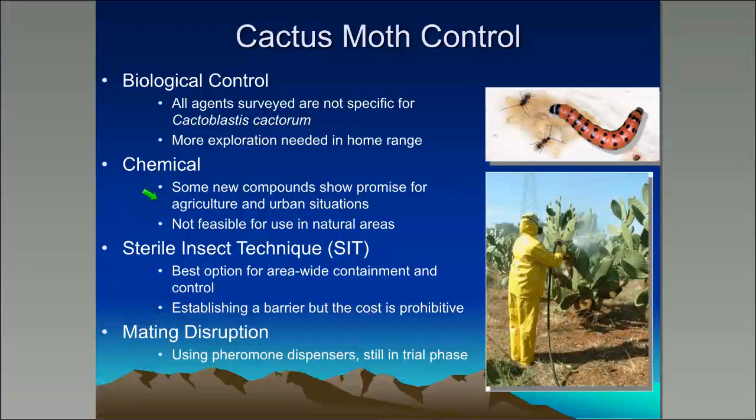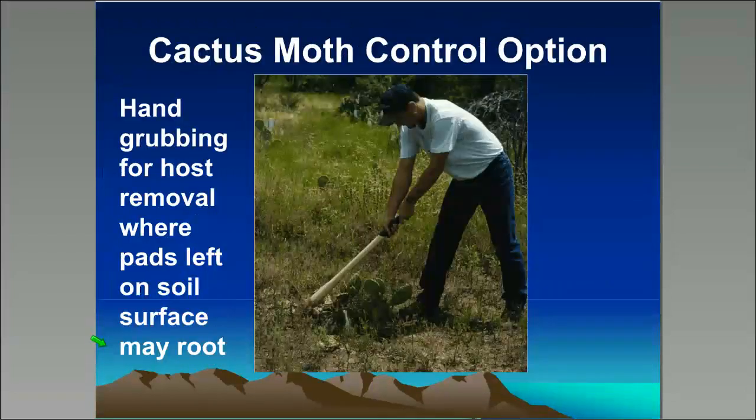If you see in the bottom right picture, spraying the prickly pear with a chemical to kill the larvae inside the pad has not been effective, even though there are some options still being looked at. The sterile insect technique has been looked at, but to repeat what we did previously in the 1950s and 60s, it's going to be very expensive. And at this time, the work shows on an island in the Gulf that, yes, we can get rid of the moth there, but you didn't get rid of the moth down the coast, and it migrates back in. Mating disruption is also being looked at, but there's no final answer on that.